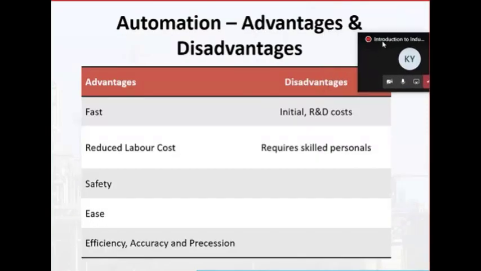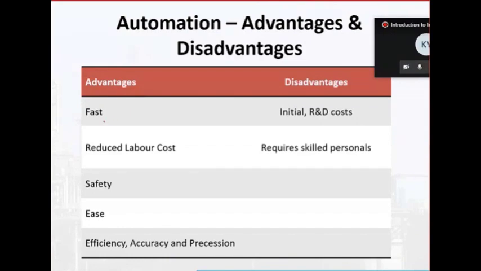What are the advantages? Why do we need automation? You can read this here. Definitely, automated systems are going to be faster, and they will reduce labor cost. Why? When we appoint a person for a task, we have to pay him, but with an automated system we don't need his assistance. Safety is also ensured in many ways. One is that reducing the number of people inside the factory reduces safety risks, and when we automate the system we also make sure that all the safety measures are taken, and it makes the task easier. Also, compared to humans, automated systems are very efficient and precise.